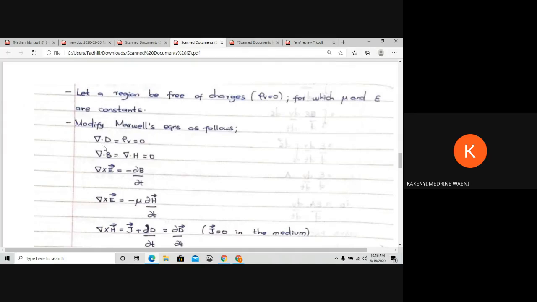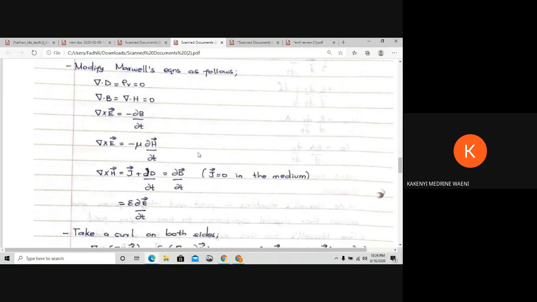So the divergence of B is equal to 0, the first Maxwell's equation and the second Maxwell's equation are equal to 0. Then now we're going to deal with the curl of the equation.